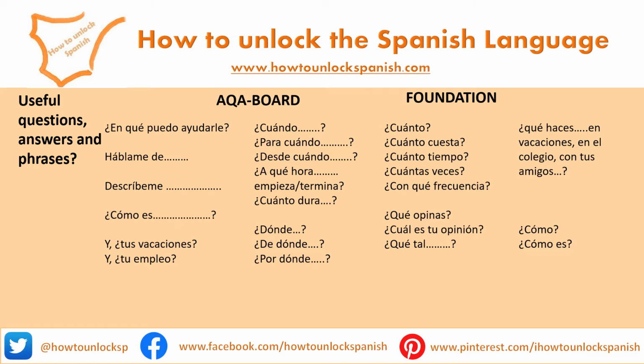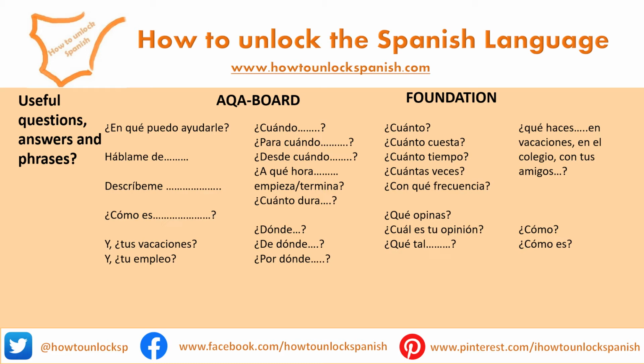I've also seen in many roleplay cards telling them to ask, ¿y tus vacaciones? ¿Y tu empleo? This is also asking you to tell them about your holidays or your job. So, ¿en qué puedo ayudarle? Is asking you what do you need or how can I help you. But háblame de, descríbeme, cómo es, y tu trabajo, y tu casa is only asking you to describe whatever comes next.